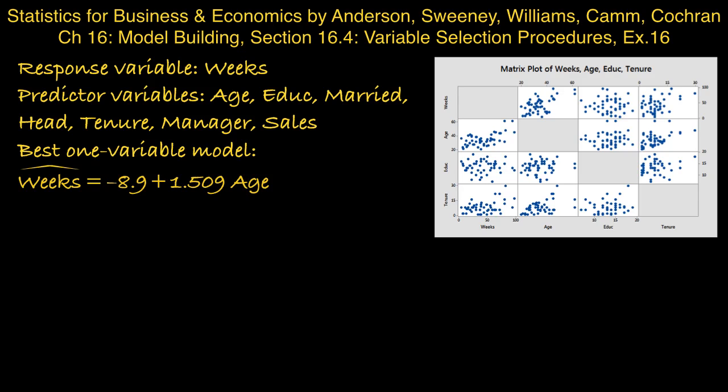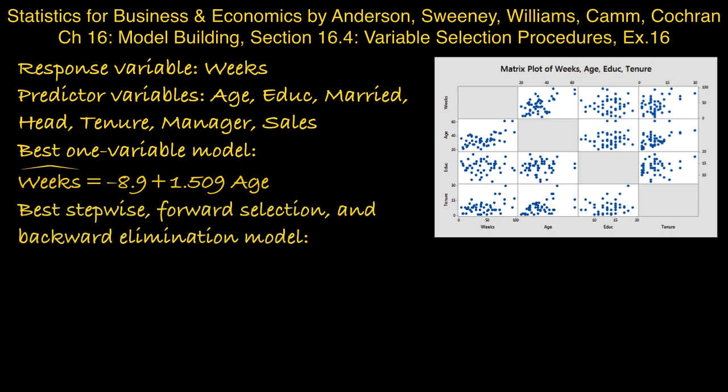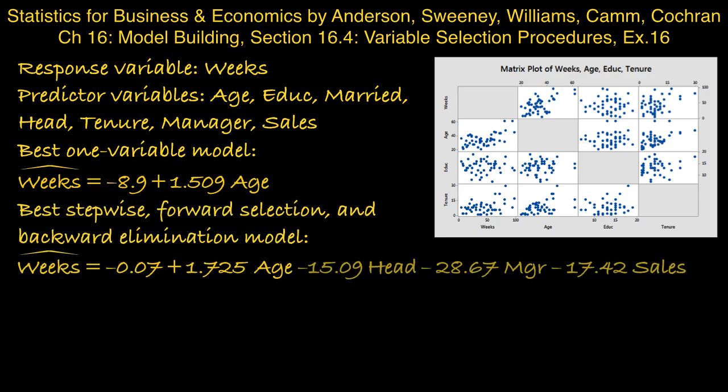Next, use the stepwise procedure to develop the best estimated regression equation. Use values of 0.05 for alpha to enter and alpha to remove. And so if we use Minitab to perform that stepwise procedure, we obtain the following model. So it has age, head, manager, and sales as 4 independent variables.